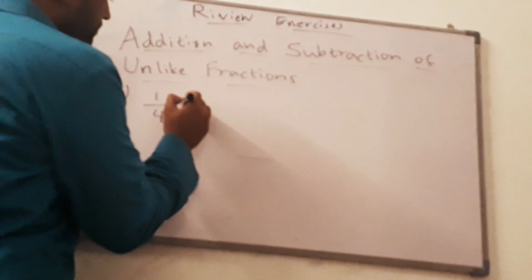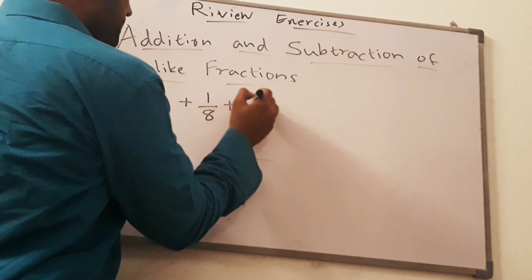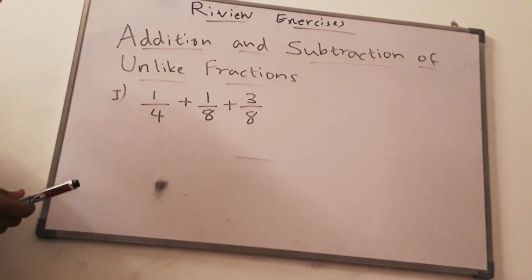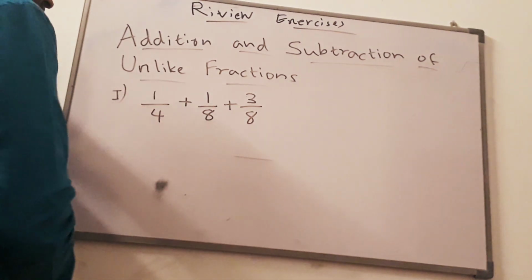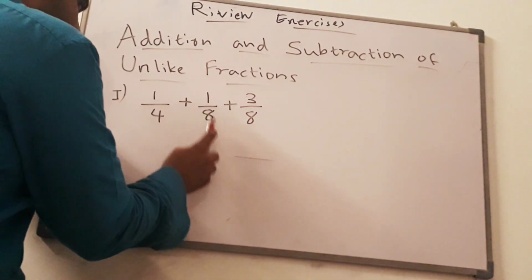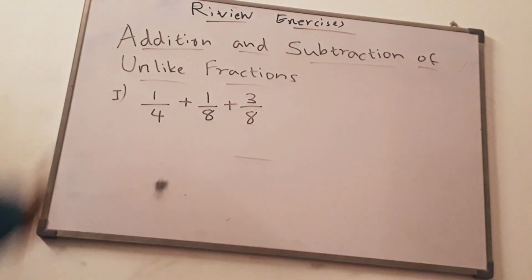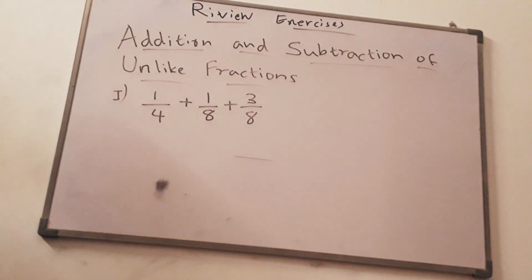Okay, under this my first question is 1/4 plus 1/8 plus 3/8. When we look at this particular sum more closely, we can realize that there's an 8 as well as a 4. Two fractions are combining with 8 as the denominator. So if we can convert 4 and 8, we can easily do this sum.